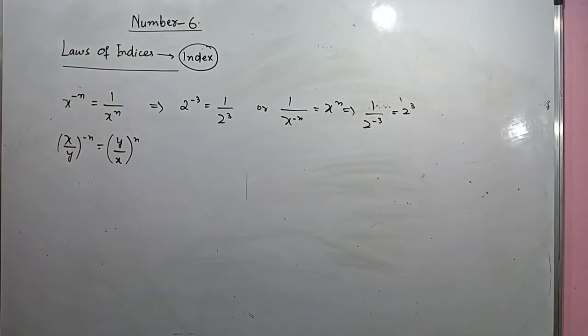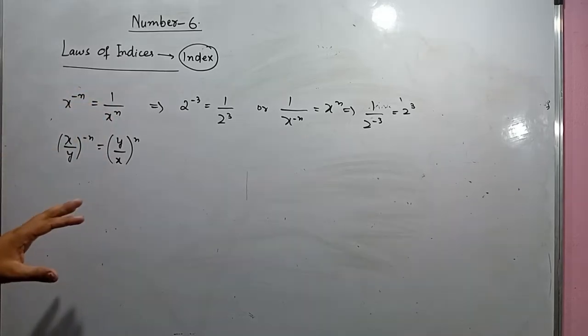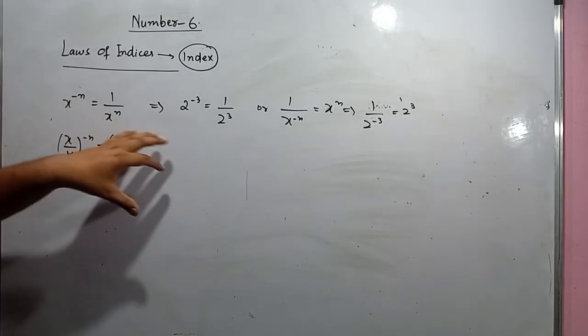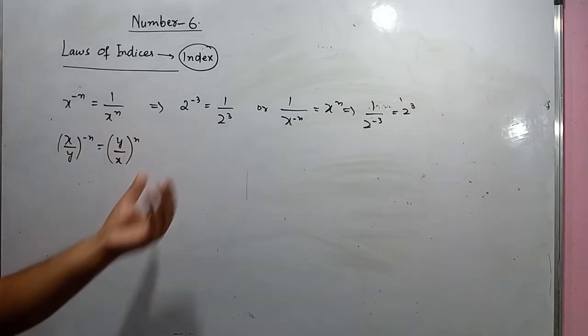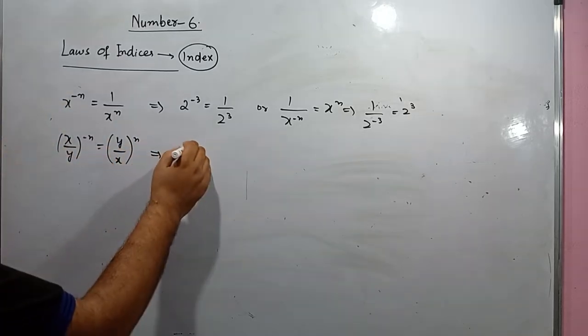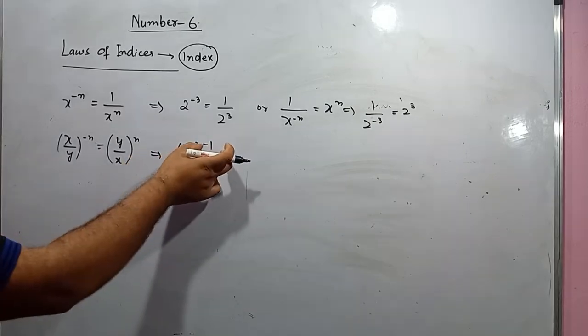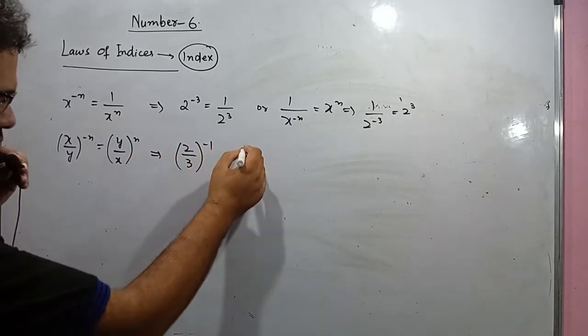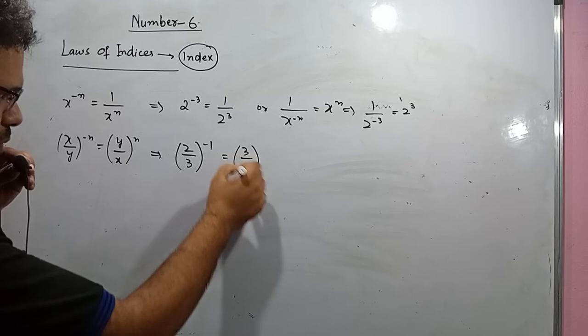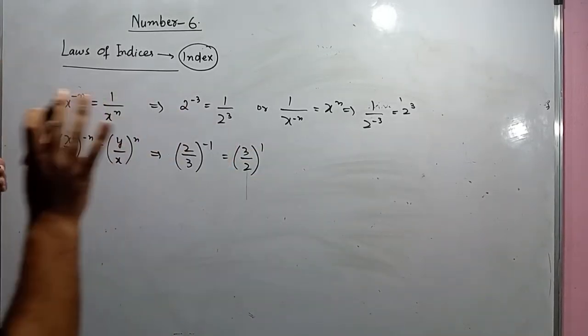So when we have negative indices, what we are doing is taking the reciprocals. Once we take the reciprocals, our powers will become positive. You should understand this. Now once again, if I have (2 by 3) whole to the power minus 1, this is a negative power, so how to make it positive? It's (3 by 2) whole to the power 1. Taking the reciprocal of the number, we are making it positive.